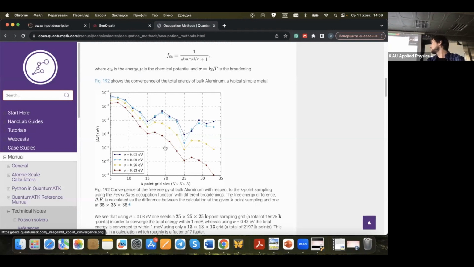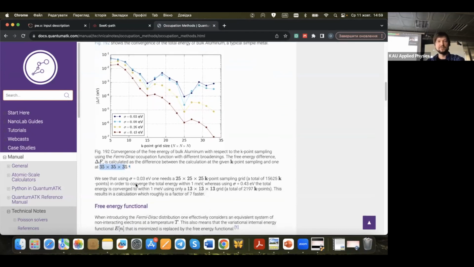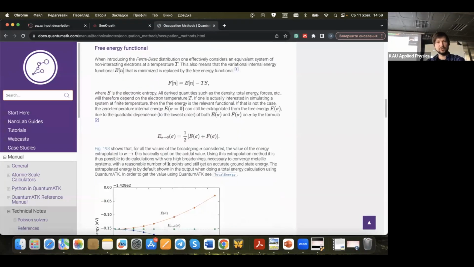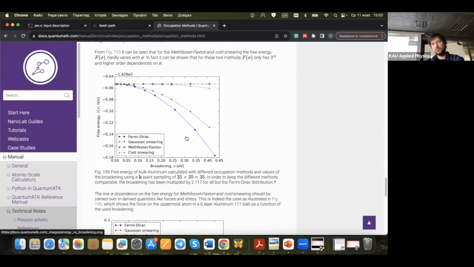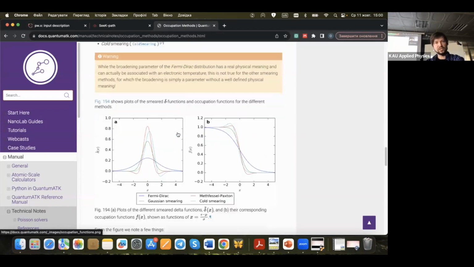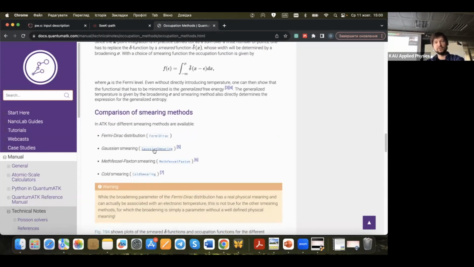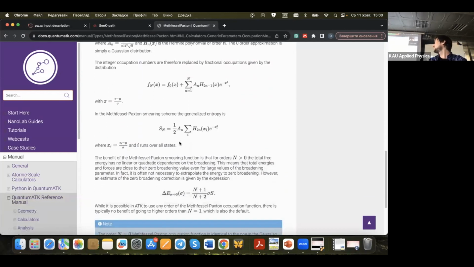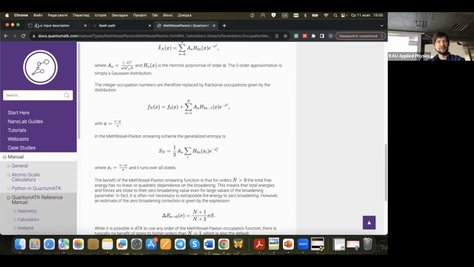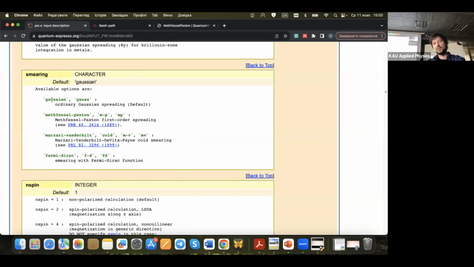Because you see the energy difference is not so huge, and here it is for a very, very huge grid, 35, 35, 35. So it's really dense k-point grids. And here you can see all these plots comparing these methods, and you can see some mathematics which stands for each of them. For example, Methfessel-Paxton. Here's the mathematics behind this occupancy level. It's the mathematics which stands behind all the smearing options.